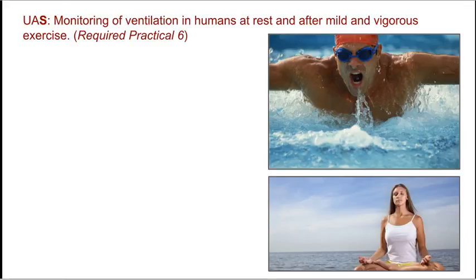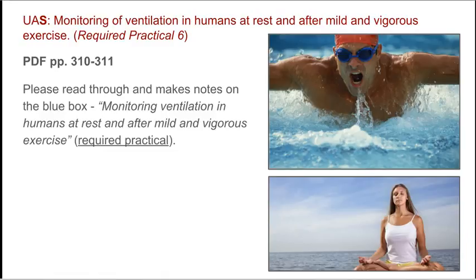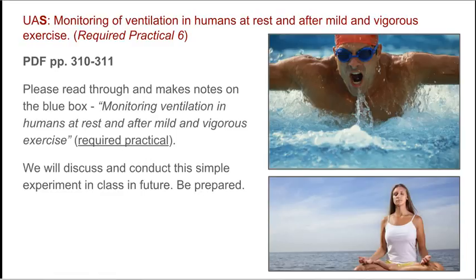And the last skill I really want to look at here, this is our required practical number 6. So this will be the 5th one that we've done. And all I want you to do is read through the box text, the blue box, which is on PDF pages 310 to 311. So just read through that, make some notes. It's a fairly basic experiment compared to some we've done, but it is a required practical. Please read through, make notes, monitoring ventilation in humans at rest and after mild and vigorous exercise. So in future, we'll be discussing this further and we'll be conducting a simple experiment in class to address this requirement. So please be prepared for that.